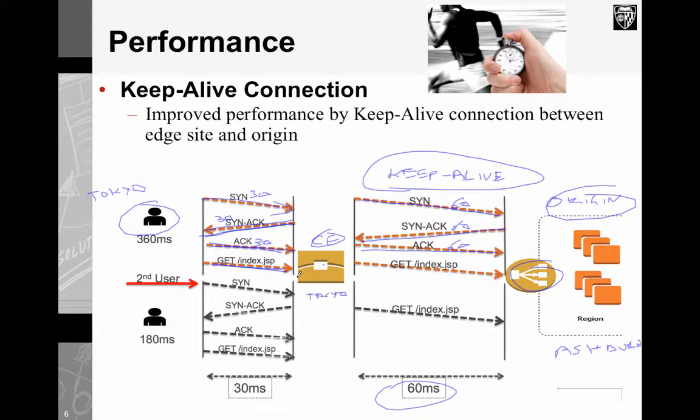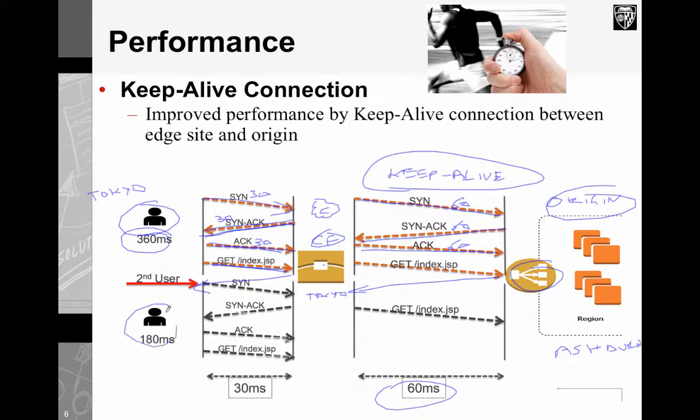Finally, the GET request comes in for the content, which ends up going to the origin. The origin sends the response back, which is then put in the local cache, and then the response is back to the client. That's 360 milliseconds. Nothing has changed with Keep Alive connection for the first connection. But let's say the second user comes in.